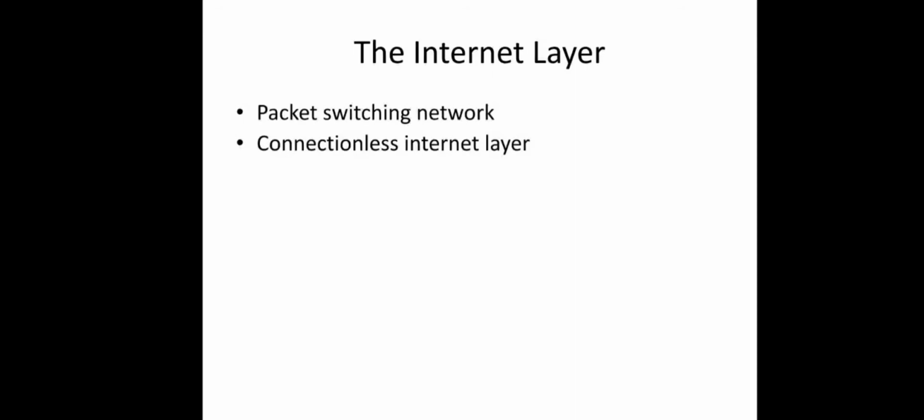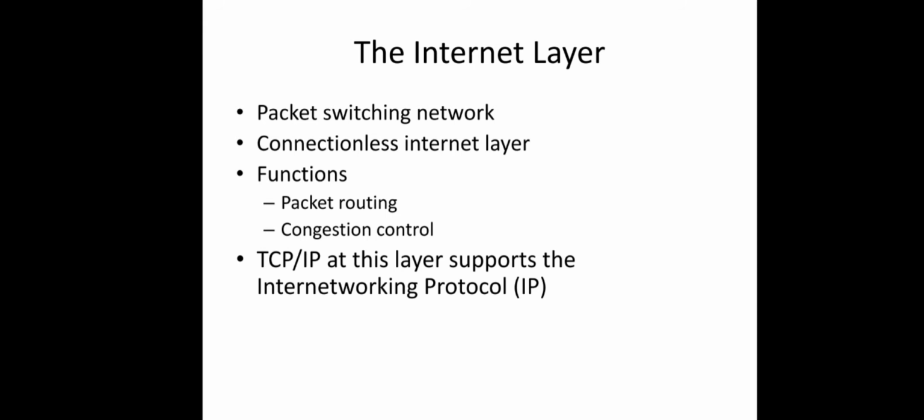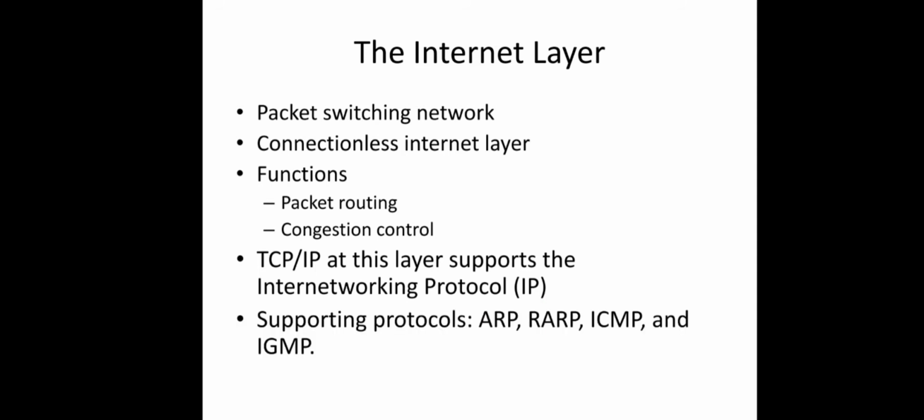Okay. So the major functions of the network layer are packet routing and congestion control. And in TCP/IP, the network layer has some protocols to support this type of functionality. The main protocol is IP, the Internet Networking Protocol, or in short Internet Protocol. And four different supporting protocols are ARP, RARP, ICMP and IGMP.